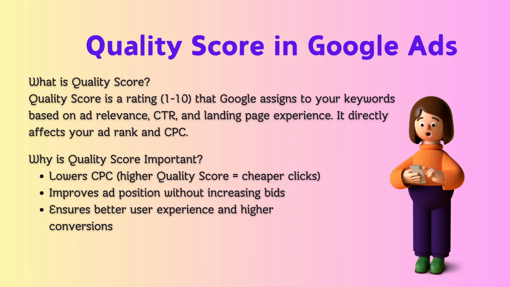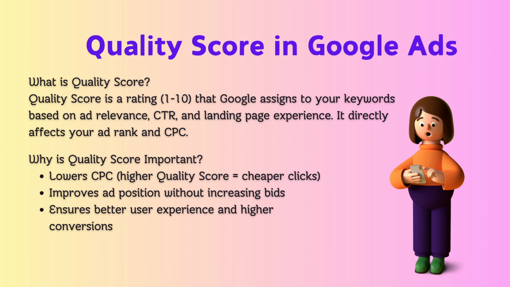So why is quality score important? Because it lowers cost per click. A higher quality score means cheaper clicks. It improves ad positions without increasing bids. Yes, you get absolute top, always on the page when you have a good quality score. It ensures better user experience and higher conversions.